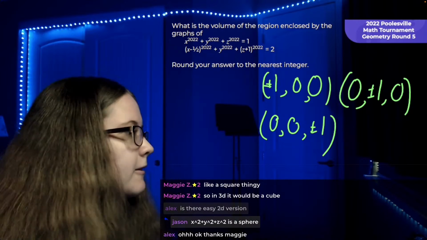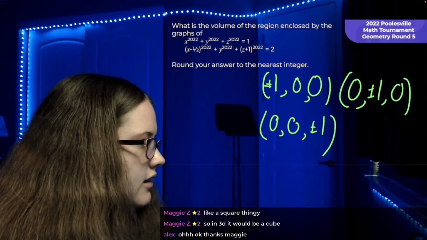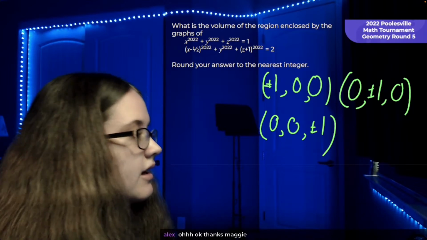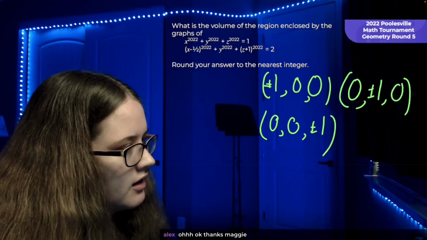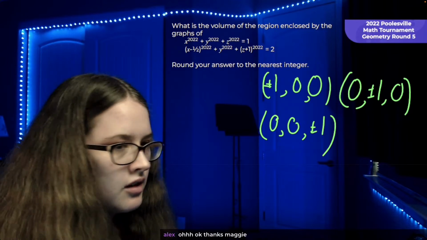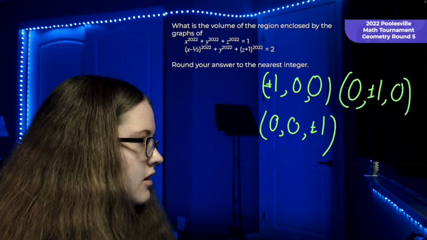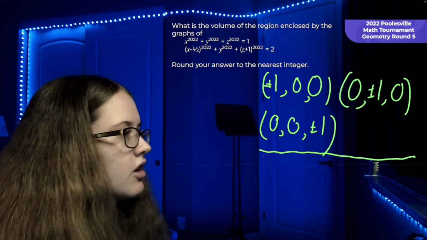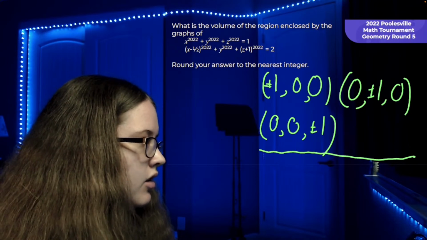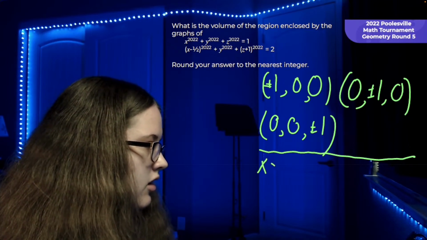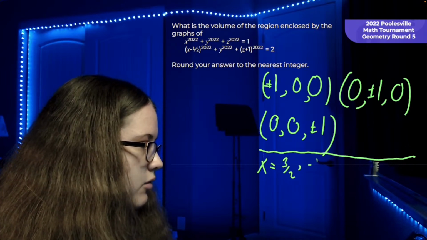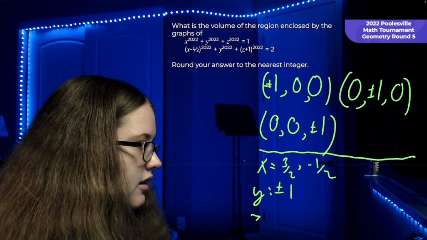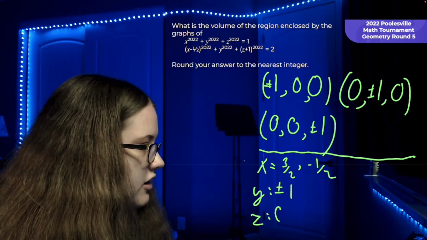Yes. And the, yes, okay. And the other one is, well, okay, so each of the constituent parts, the x term, y term, and z term, will equal 1 when they are 3/2 or -1/2, plus or minus 1, and 0 or 2.